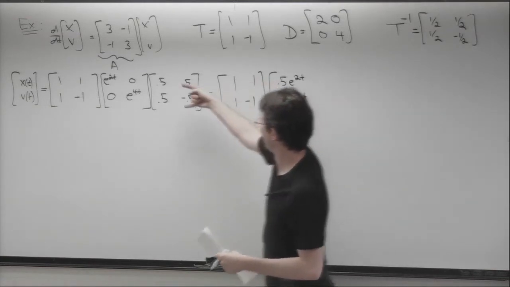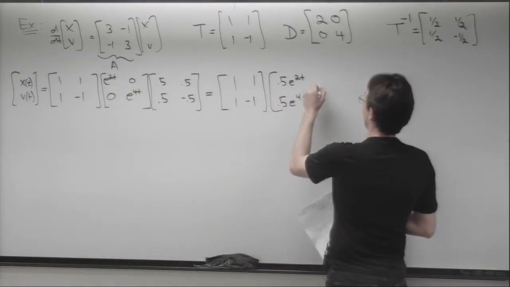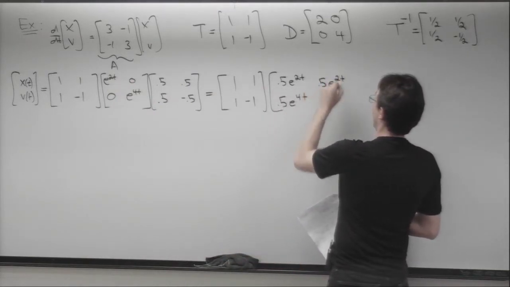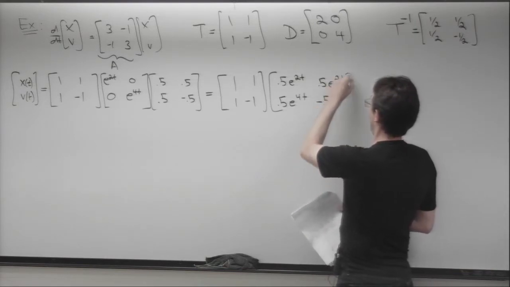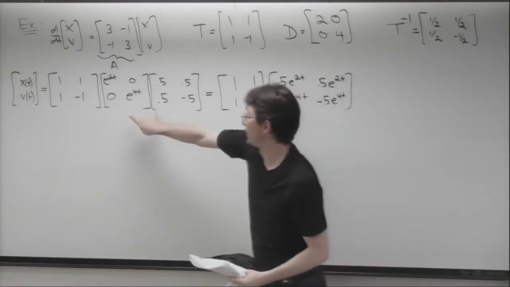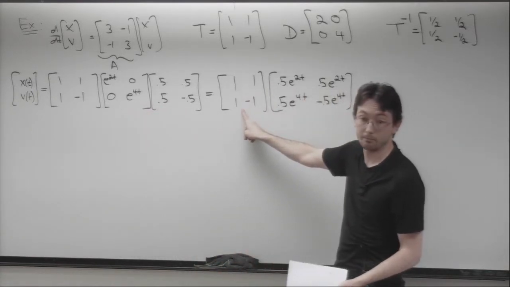Okay, then I get 1/2 e to the 2t, pretty simple, and minus 1/2 e to the 4t. I'm just multiplying these two matrices by hand. Now I'm going to multiply their product by t.